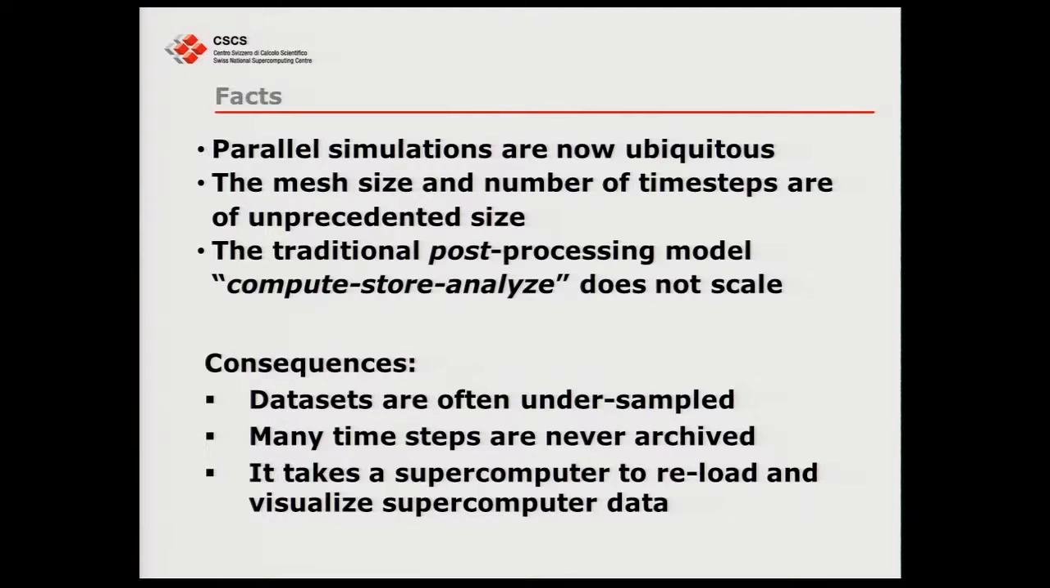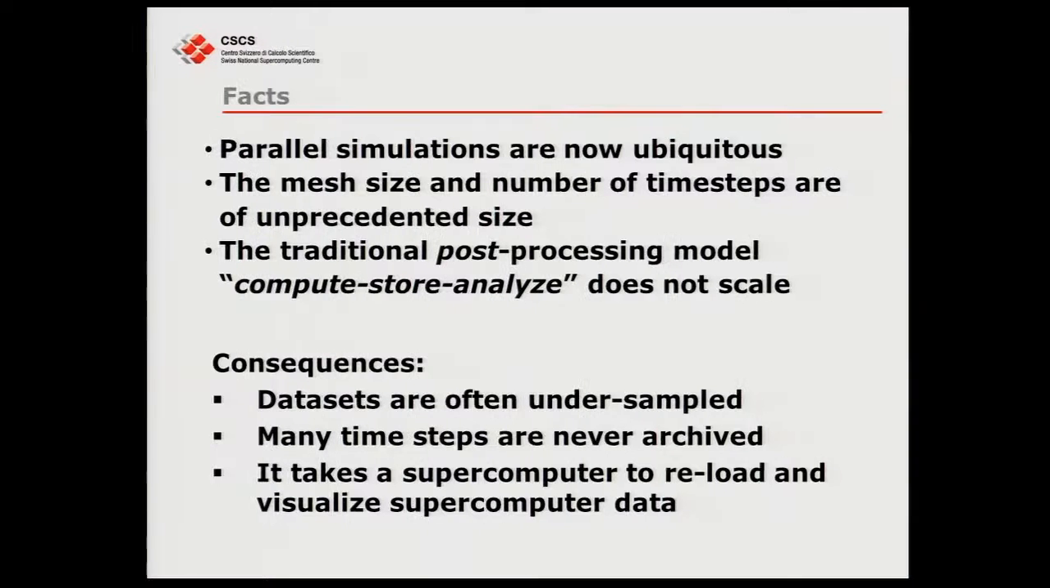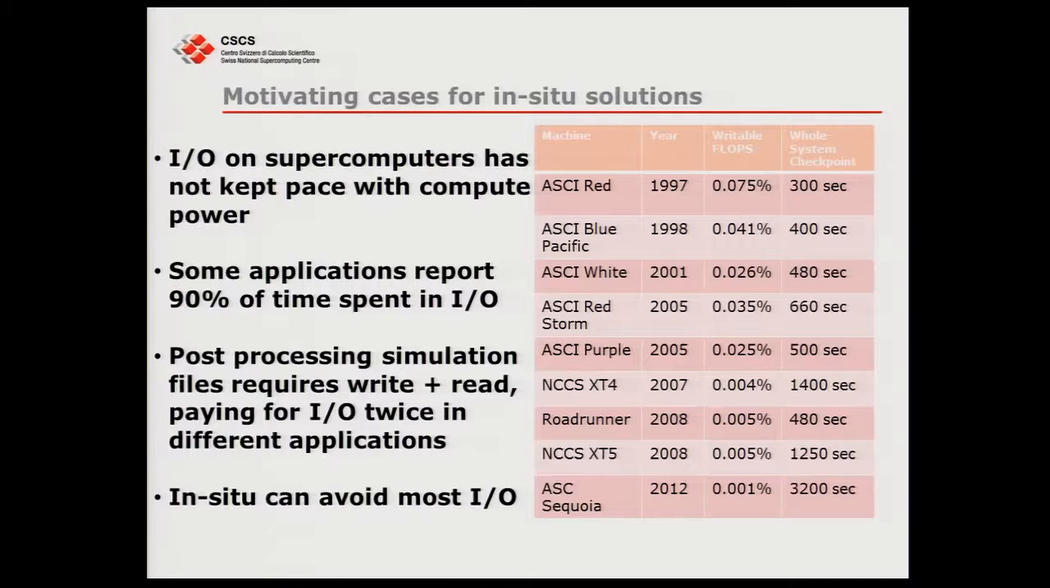When we have too many cores, too big a grid, usually this is what we do. We undersample the data we save to disk. We skip many time steps, etc. And the problem is, if you visualize data on a supercomputer, you dump it to disk. I cannot use my small visualization cluster to visualize the data. I have to reuse the supercomputer to visualize the data. Why not do everything at once? That's really the motivation for doing in situ.